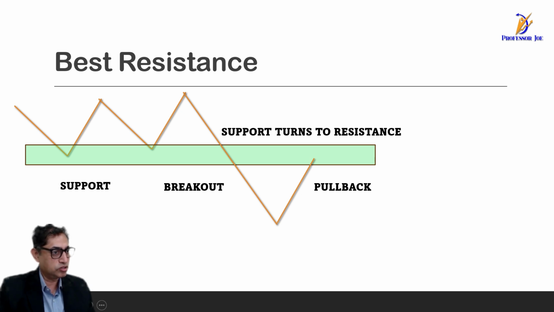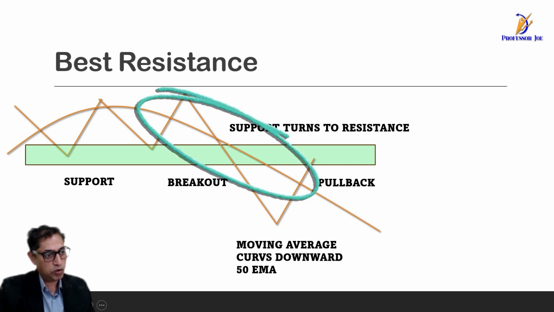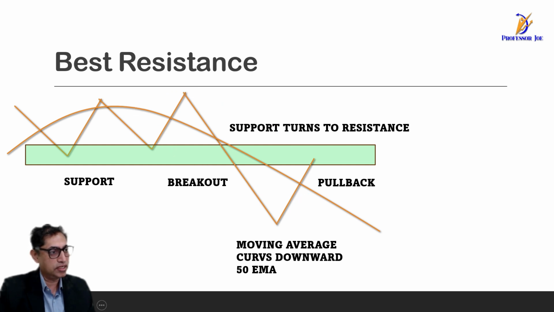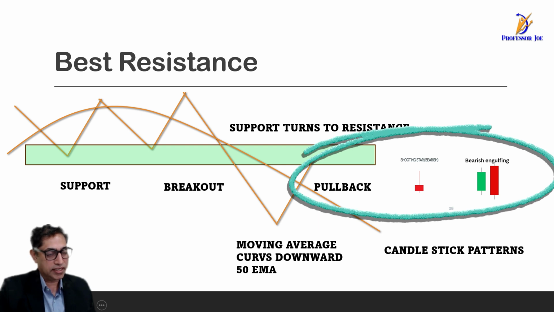At this resistance zone, you are also having a look at a 50 EMA, and you see that the 50 EMA is curving downwards. Because you're going for a sell trade, you're looking for the EMA to curve downwards. And at this same area of confluence, you're also looking for a candlestick pattern. Over here, you're looking for a bearish engulfing pattern or a shooting star.